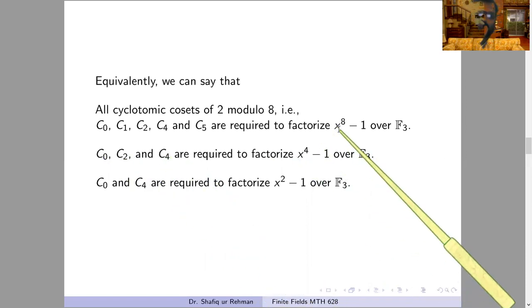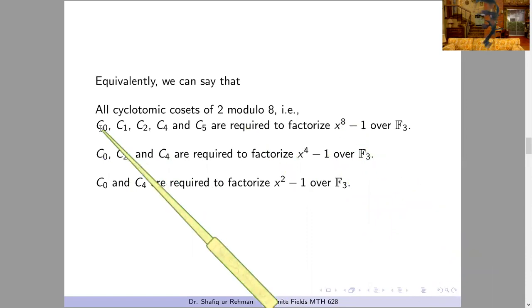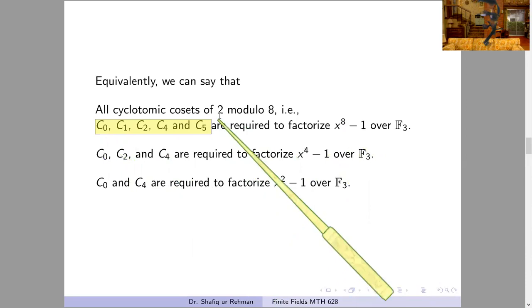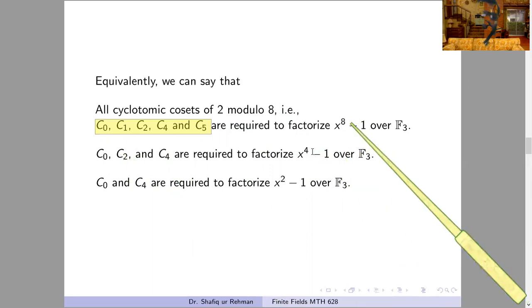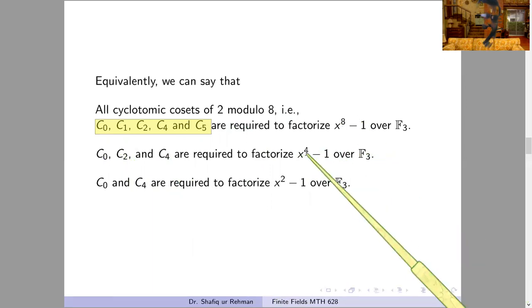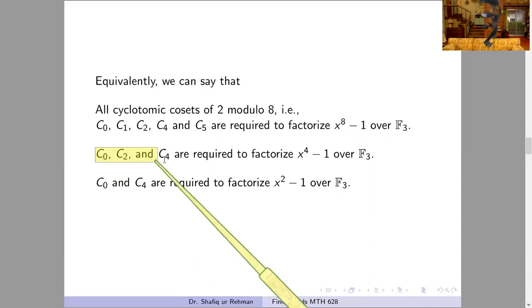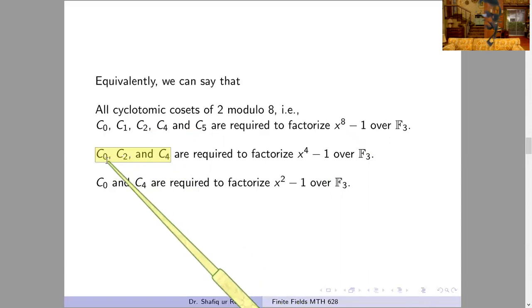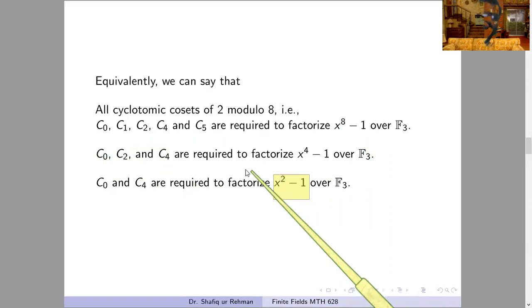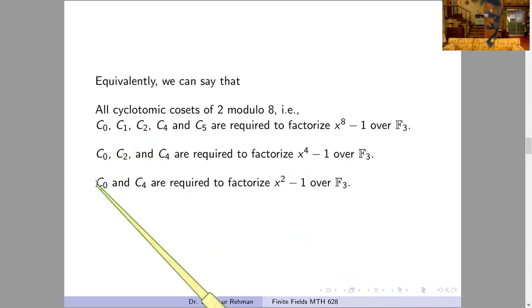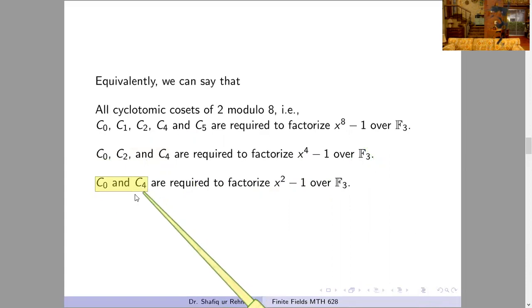And observe that when the polynomial is x power 8 minus 1, we take all the cyclotomic cosets of 2 modulo 8. But when we take x power 4 minus 1, then observe that 8 divided by 4 is 2. So we take only those cyclotomic cosets which contain a multiple of 2, that is 0, 2 and 4. And also here, because 8 divided by 2 equals 4, here we require only those cyclotomic cosets which contain a multiple of 4, that is, C0 and C4.